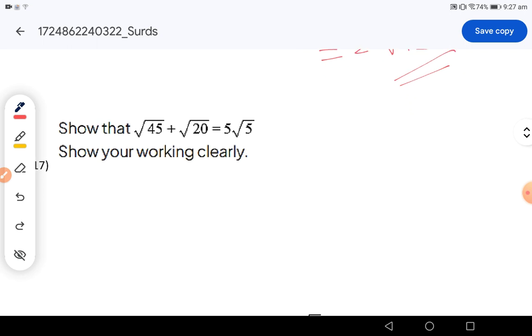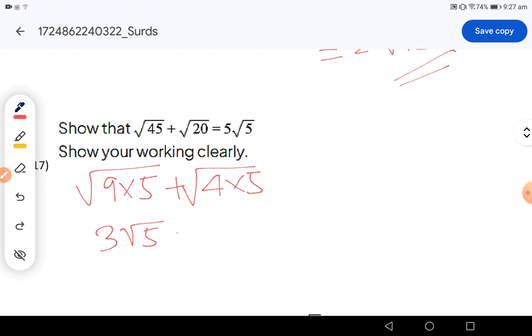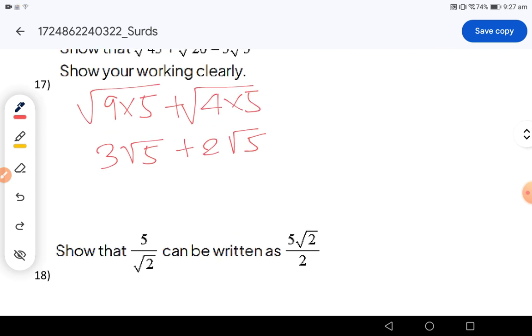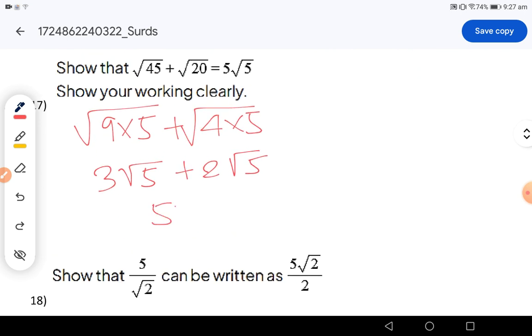Question 17: root 45 plus root 20 equal to 5 root 5. So 45 is split as 9 times 5, 9 multiply 5, plus 4 into 5. So 3 root 5 and 2 root 5. So 3 plus 2, 5 root 5 is proved.